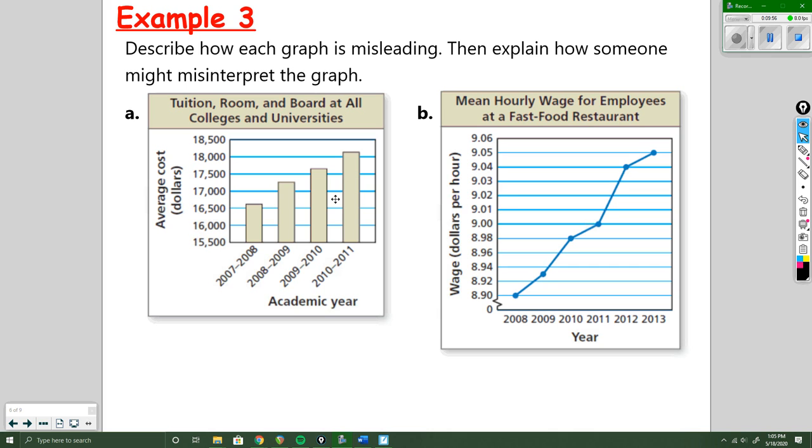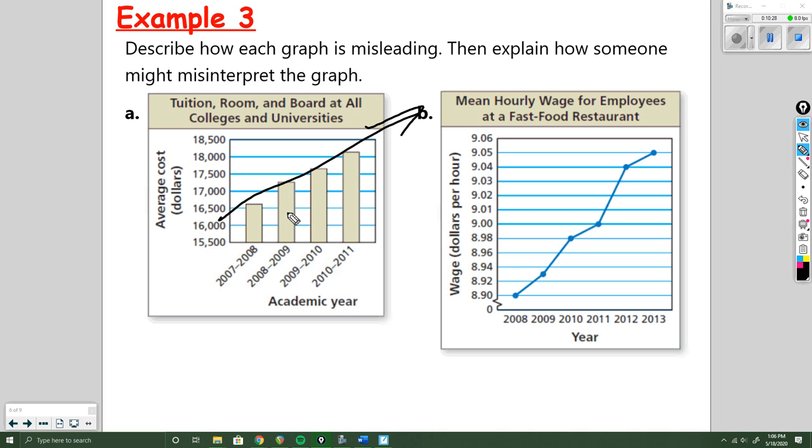So first we have tuition, room, and board at all colleges and universities, assuming across the United States. Here's the academic years, and then here's the average cost. Okay, if we look at this, it doesn't seem to be misleading in any sort of way. We can see that there's a general trend upward in terms of the tuition, room, and board at college over this time period, which is true. Tuition, room, and board continues to go up.